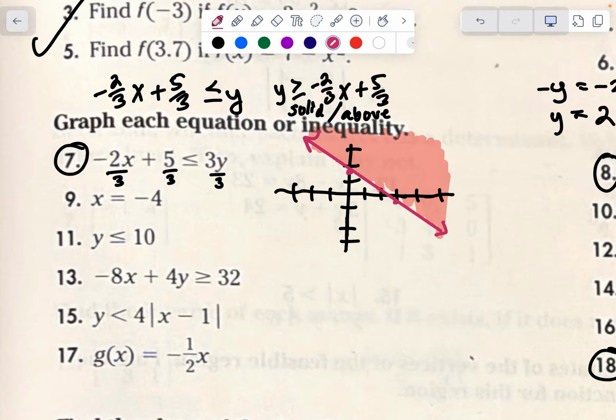And that's how we would do that. Does that make sense? How that worked? Look good? Okay.